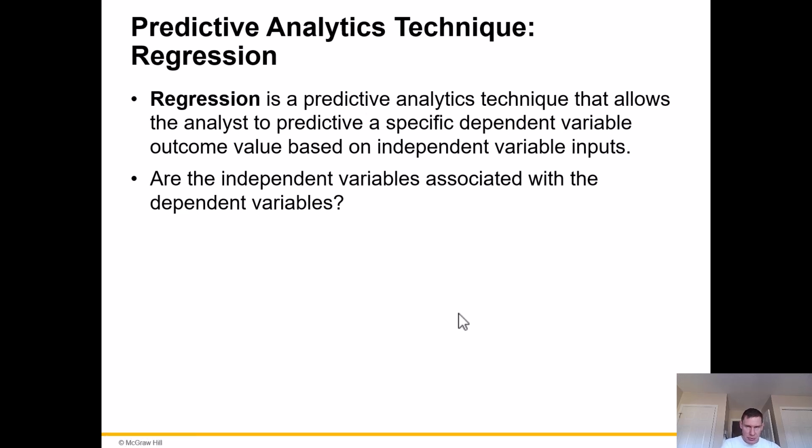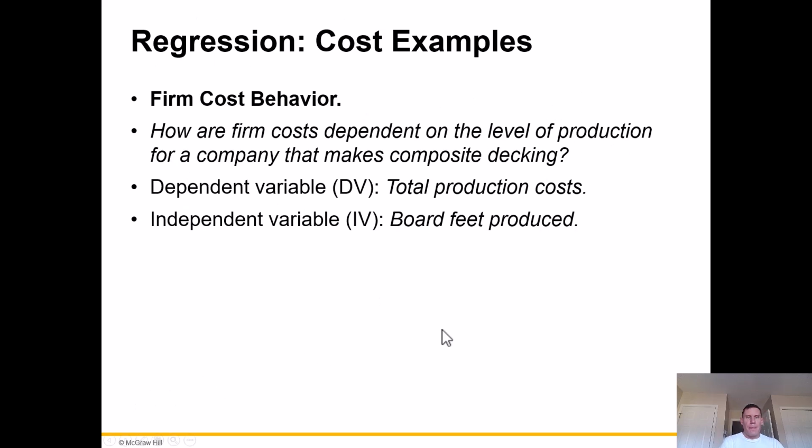And predictive analytics technique, one of which is regression. So regression is a predictive analytics technique that allows the analyst to predict a specific dependent variable outcome value based on independent variable inputs. So the question basically is, are the independent variables associated with the dependent variables? So an example could be if the dependent variable is cost of gasoline, what are some things that affect that? And those would be the independent variables.